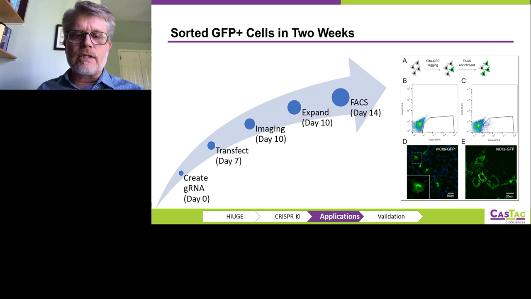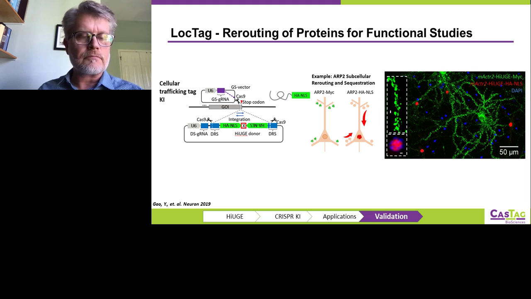Then we FACS sorted these cells, and within 2 weeks from the generation of the guide RNA and the cloning to the FACS sorting, we were able to select for stable cell lines encoding a functional GFP fusion protein with this endocytic protein clathrin. So this actually worked quite well for rapidly generating a wide variety of different labeled proteins within your cell types of interest stably.